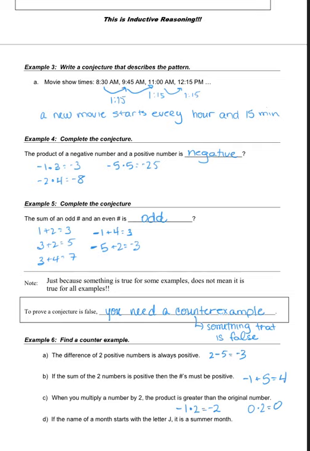The last one says, if the name of a month starts with the letter J, it is a summer month. All right, so can you think of a month that would not be a summer month that starts with the letter J? Hopefully you chose January. Because again, that is a false statement. It's a month that starts with J that is not a summer month. So this is all about looking for patterns, being able to predict something, and then looking at some examples and figuring out something that would make it false.